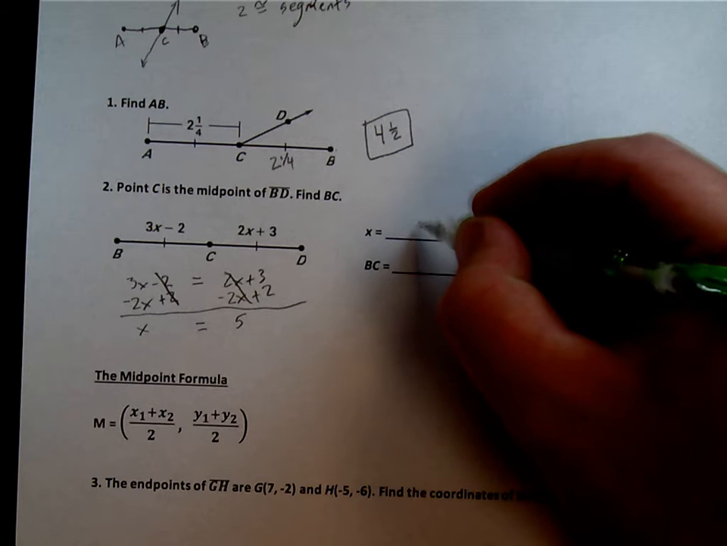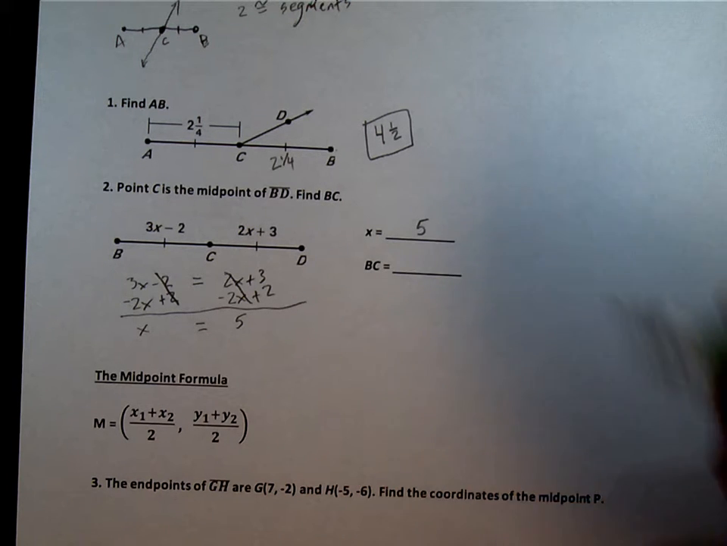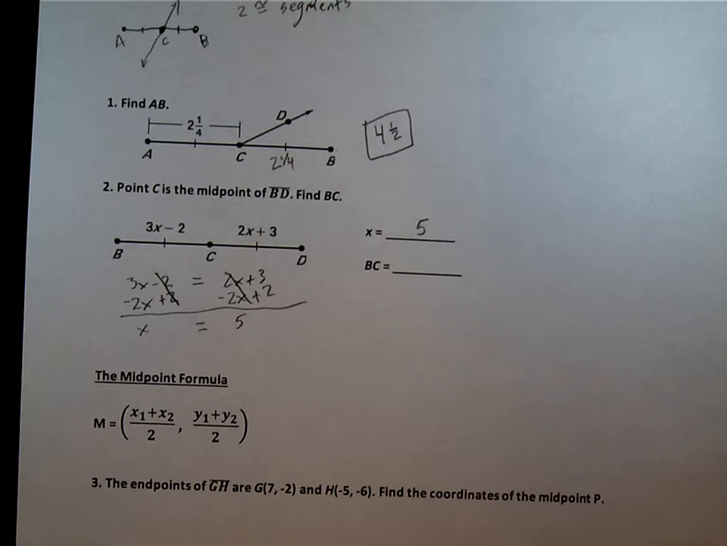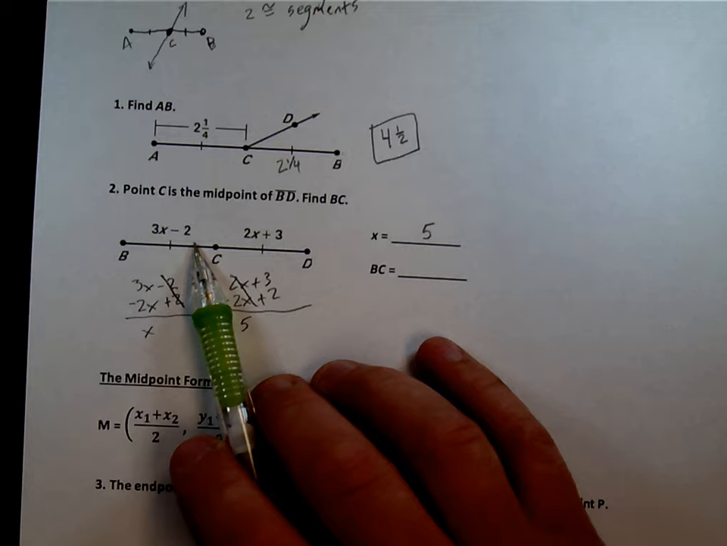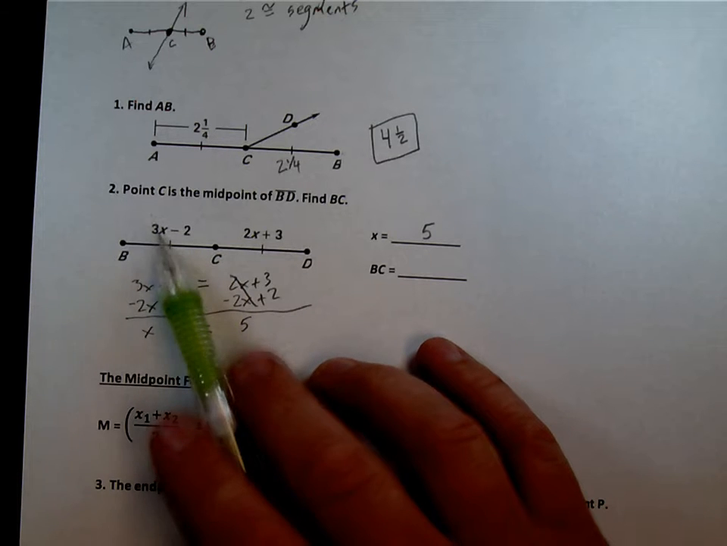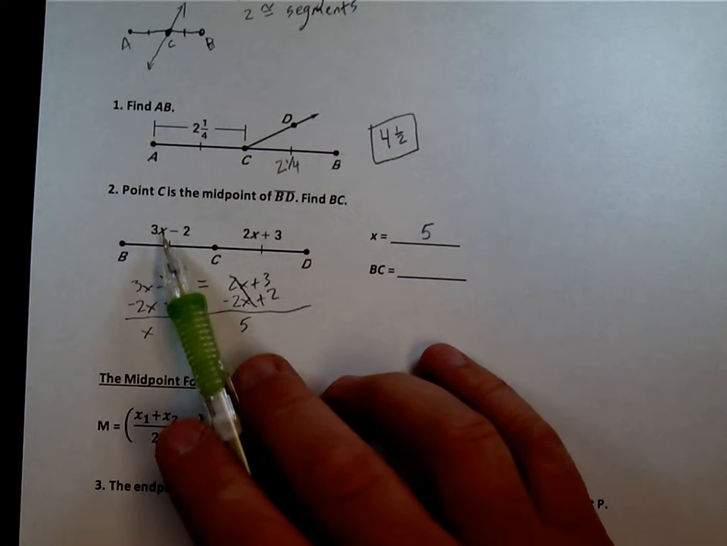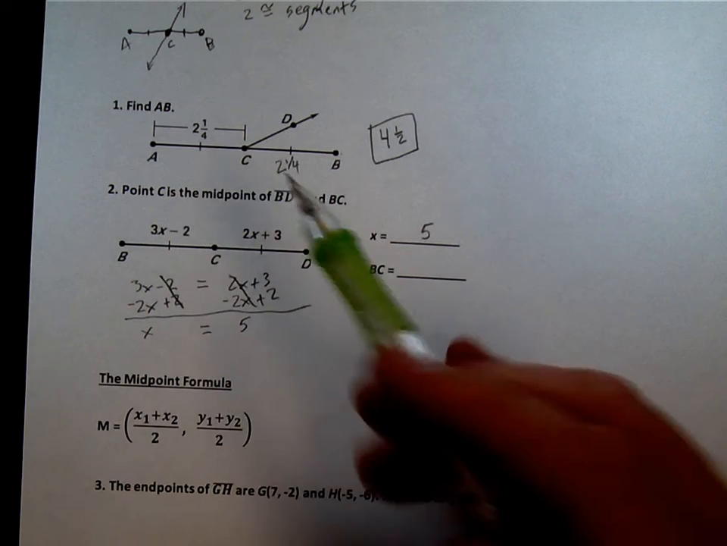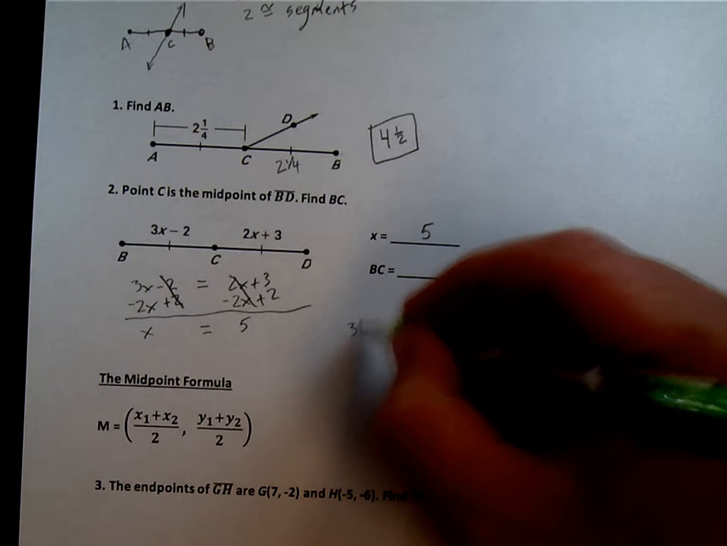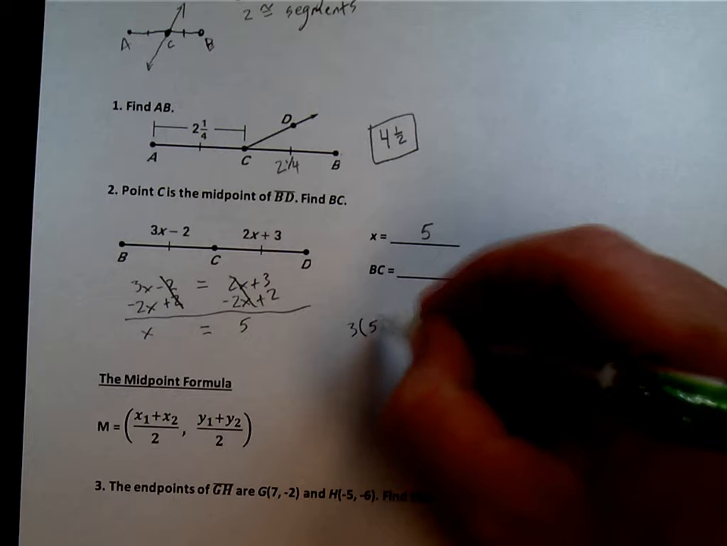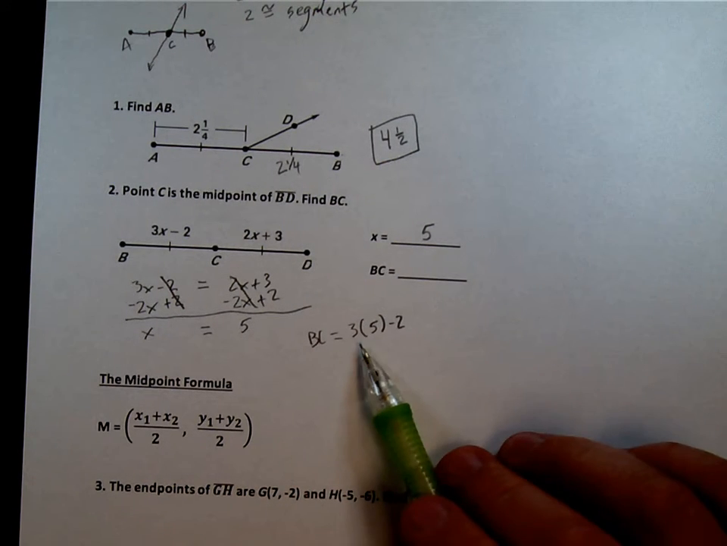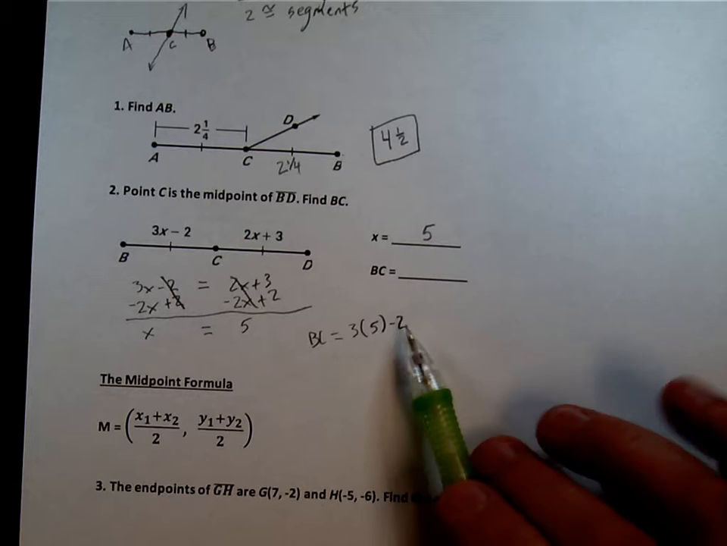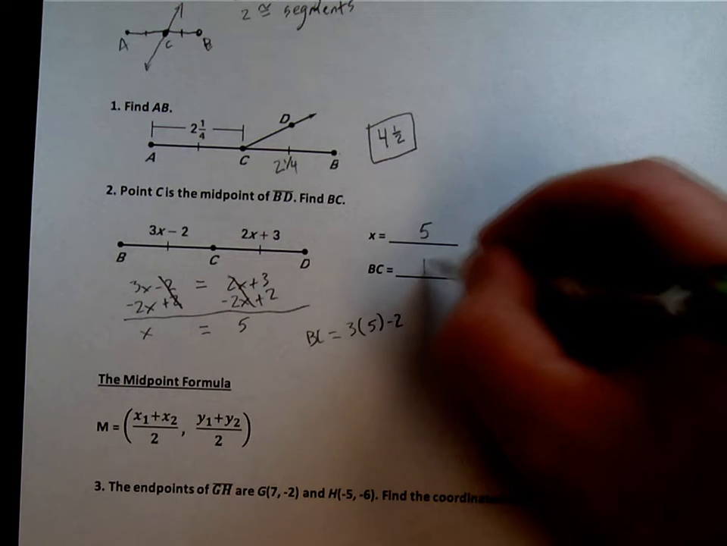And that happens to be the first question they ask. They want to know what x is. But then they also ask what BC is. So if I look at BC, it's the one on the left. How long is it? Well, notice BC's length is represented with the expression 3x minus 2. But I now know that x is equal to 5, so I plug 5 in there. So it's equal to 3 times 5, which is 15, minus 2, giving us 13.